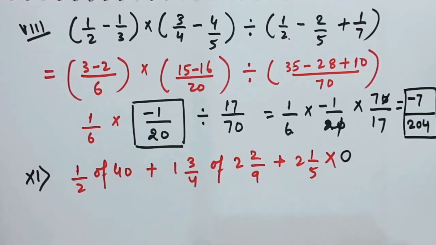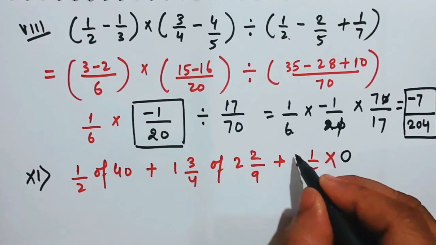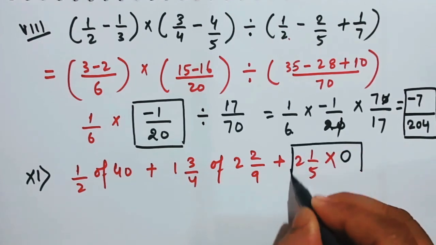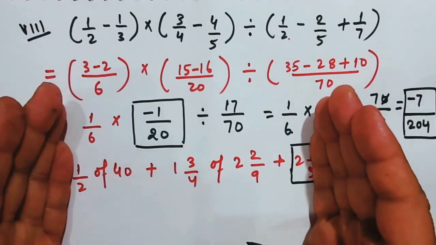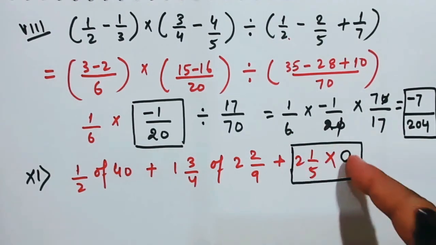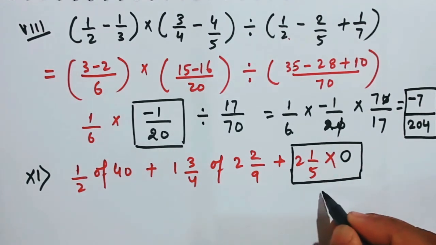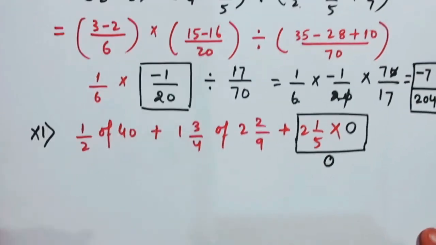One of my children told me, sir, when the entire expression is multiplied by 0, the answer should be 0 only, no? Arey bhaiya, are you people blind? Can't you see that we have multiplied only 2 1 by 5 with 0 and not with the entire expression? I have not put this in the bracket and I have multiplied it with 0. Only the last term is multiplied by 0. So this will become 0. So you forget about it. Kaam khatam. Okay, come on.